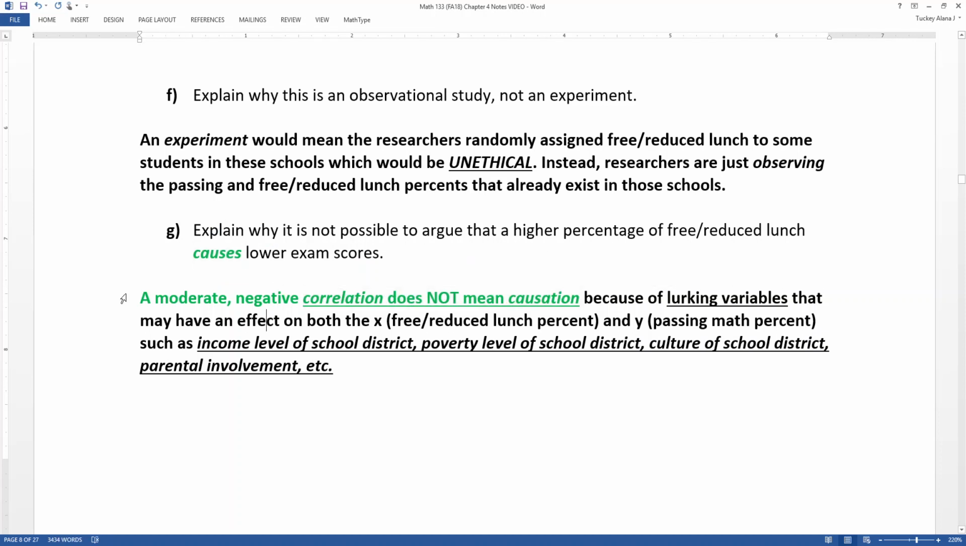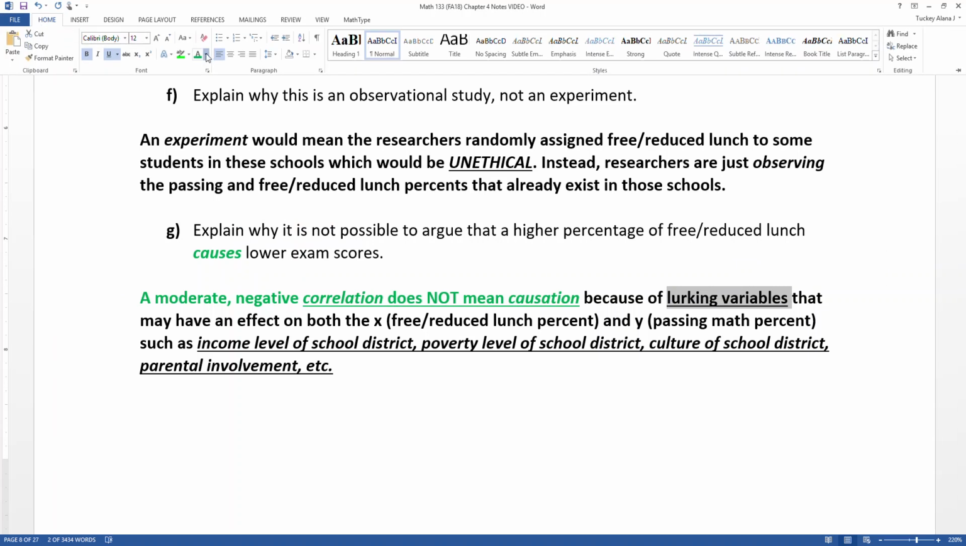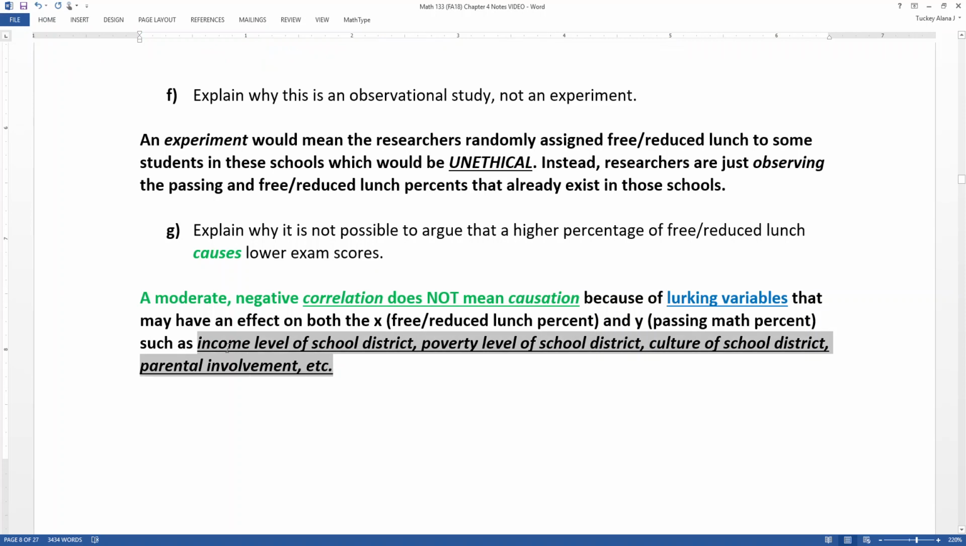But that alone won't get me all the points. Then I have to describe why it's not happening. So I have to talk about the lurking variables, right? And then I have to give some examples. What's something that suits this situation? And there could be lots of them. There could just be one of them. There could be a couple of them. But you're looking at something that affects both the X and the Y. That's key. So look for something that's going to have a relationship with both of them.